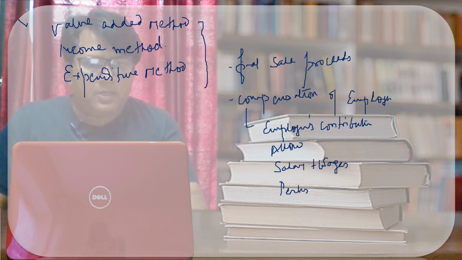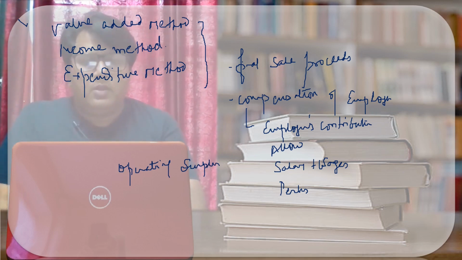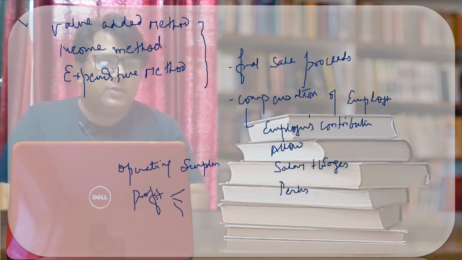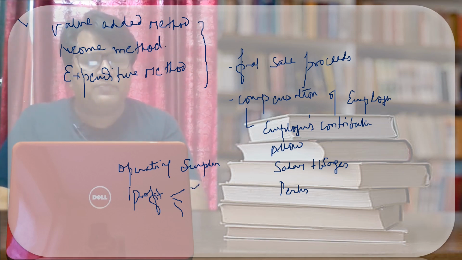Then we should consider operating surplus. This is a very important thing. We consider the profit. We will not consider the items which come under the profit. It means we only consider the total profit. We will not consider the dividend. We will not consider the corporate tax. We will not consider the undistributed profit. Clear? We always consider the profit.